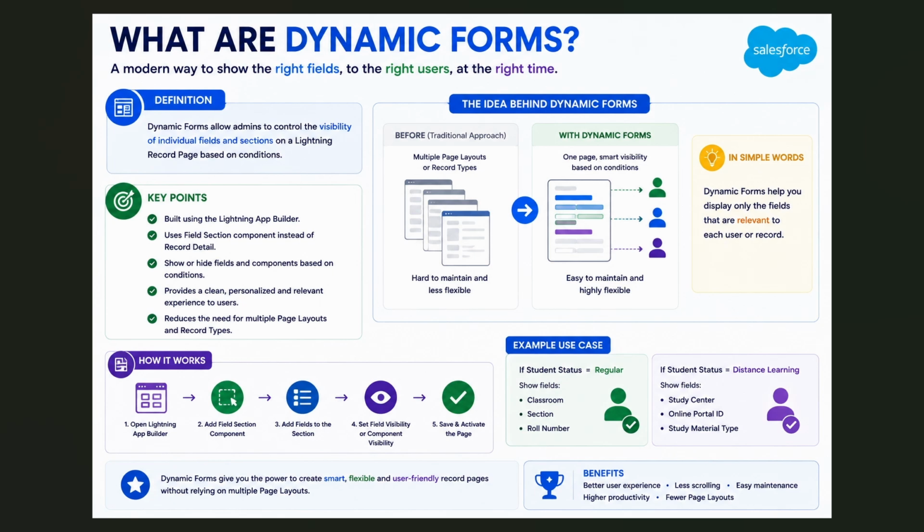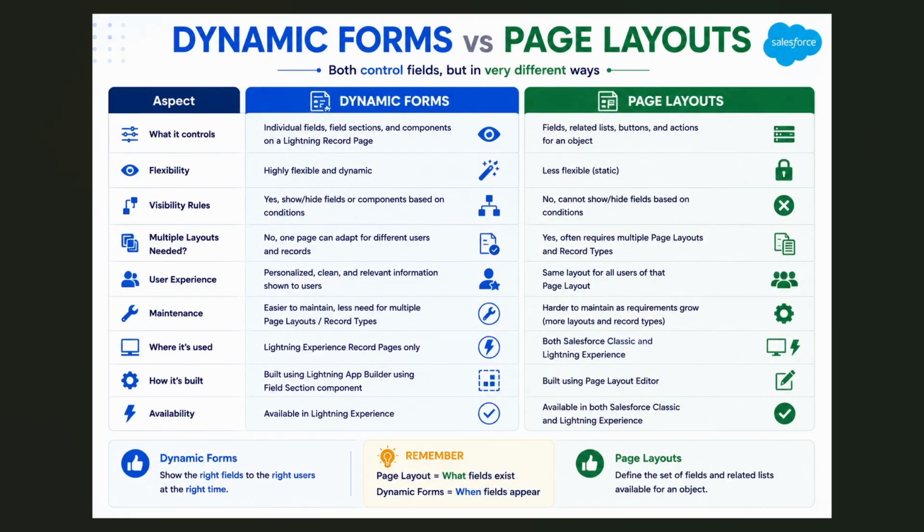Before dynamic forms, admins had to create multiple page layouts and assign them through record types. This worked, but it became difficult to maintain as business requirements grow. Dynamic forms solve this problem by allowing field level visibility directly inside the Lightning App Builder. Some benefits include better user experience, less scrolling, cleaner record types, easier maintenance, and no need for multiple page layouts in many scenarios.